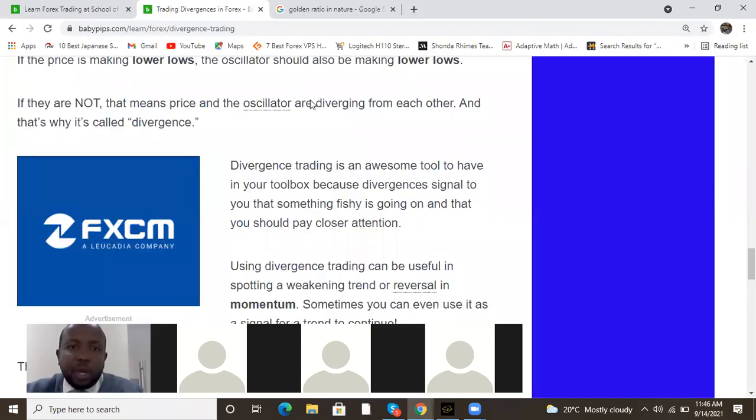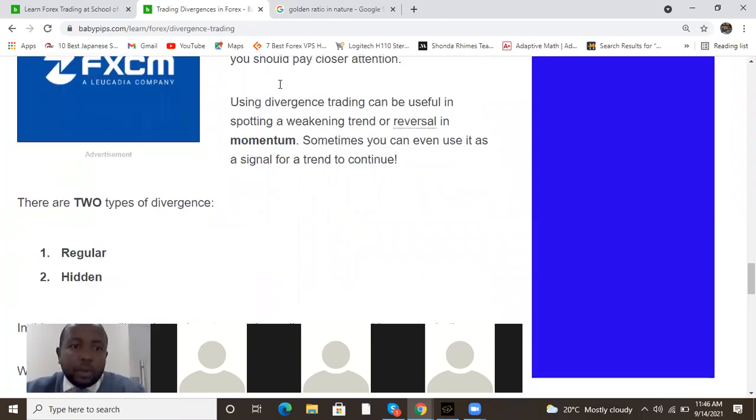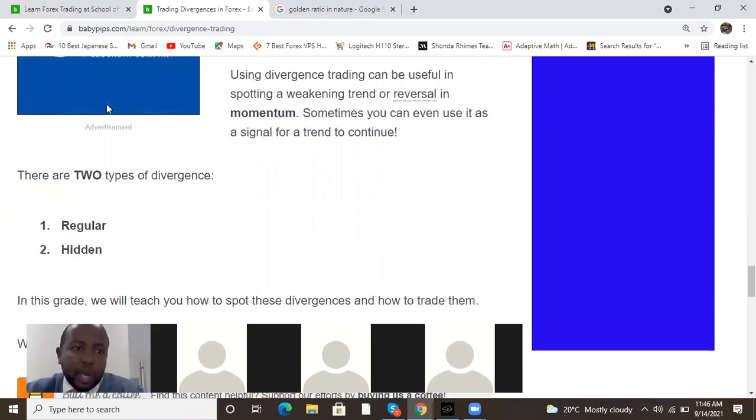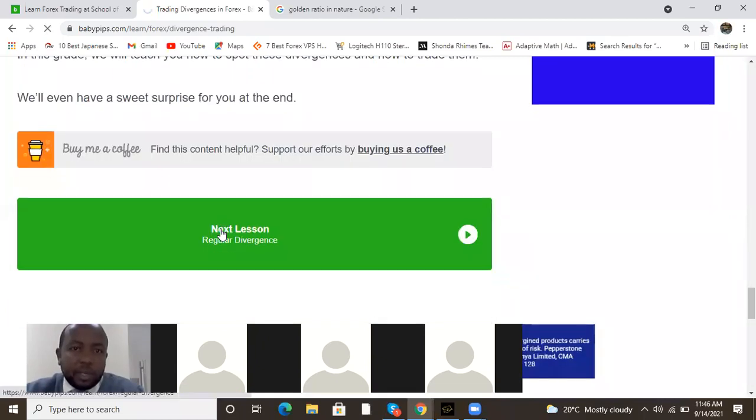Divergence is an awesome tool to have in your toolbox because divergence signals that something fishy is going on and that you should pay close attention. So using divergence trading can be useful for spotting a weakening trend or a reversal in momentum. So we have regular and we have hidden. So let's just have a look within the next few minutes at regular and hidden divergence.